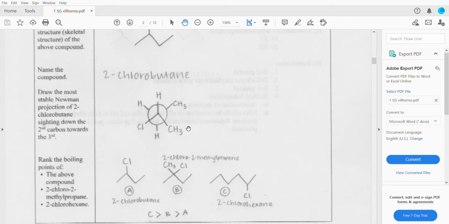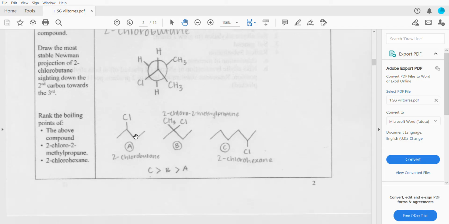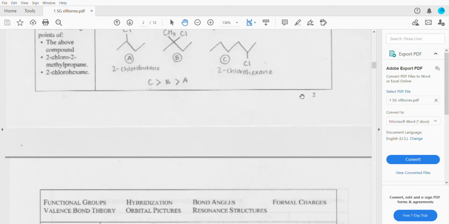For the most stable Newman projection, you can see one CH3 down here, one CH3 up here, and that's the stable one. This is 2-chlorobutane, this is 2-chloro-2-methylpropane, and this is 2-chlorohexane. Those are its structures, and when you look at it, one has more branches, and another has more chain and less branching. So C has a higher boiling point than B and then A. That's where you can see how structures affect properties.